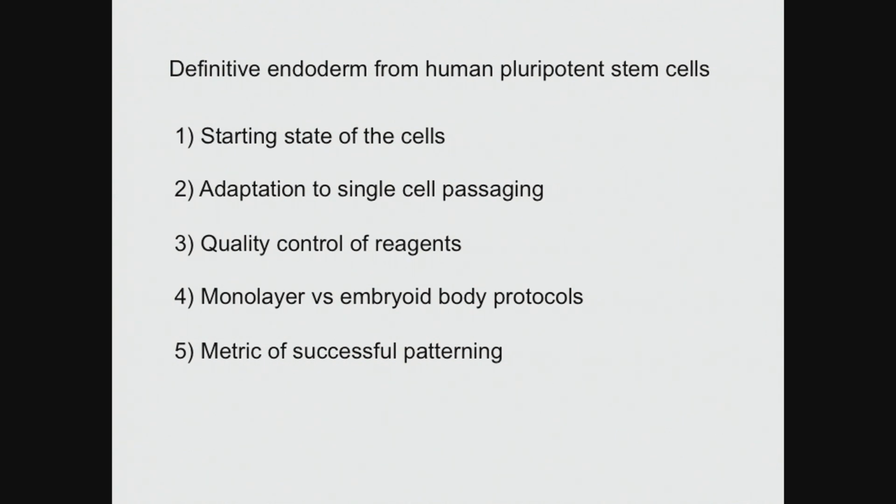And then I really want to emphasize this point again. You need a metric of successful patterning. A lot of people have published where you just skip this step. You presume that it's published. These things work. You move on to the next step, but it's not that straightforward. And if you move on to the next step and your cells are not really fully endoderm, it can result in totally different lineages than what you're expecting.